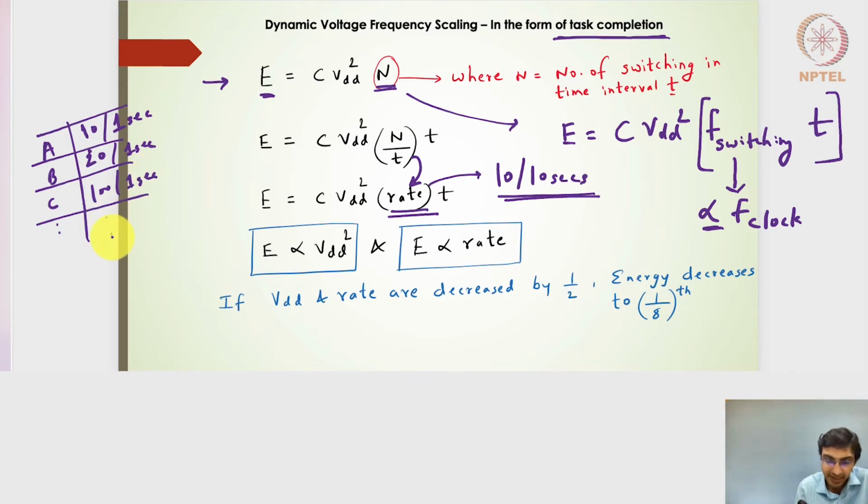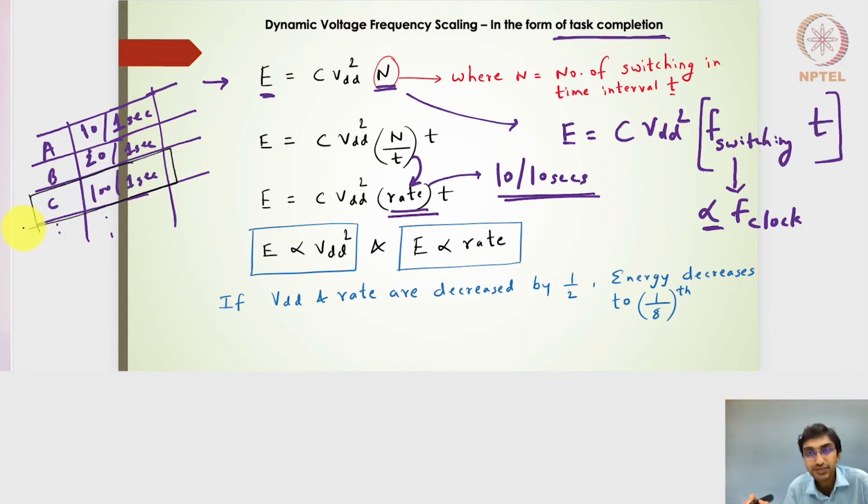So what I mean by the normalized factor is you have one more column where we consider the maximum of these, which turns out to be, in this particular case, task C having 100 switching per second, and then use that to normalize all other tasks. So in this case, the rate for task C is 1, the rate for task B is 0.2, and the rate for task A is 0.1, because I'm dividing the 10 by the 100, the maximum value.